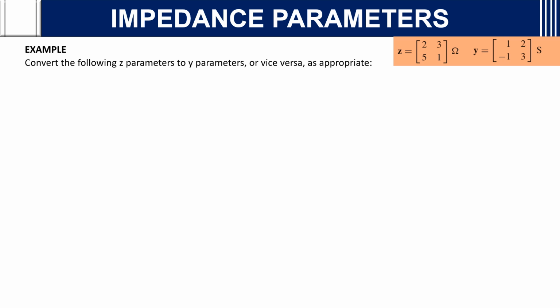We will see a problem where we convert the following Z parameters to Y parameters or vice versa. They have given two questions. They have given Z parameters, and we need to convert into Y parameters. Here they have given Y parameters, and we need to convert into Z parameters. We have already seen the formulas in the previous slides. We will see how to convert it now.